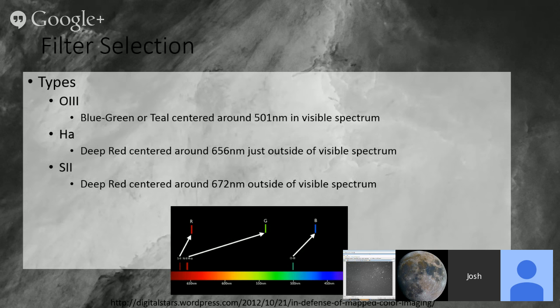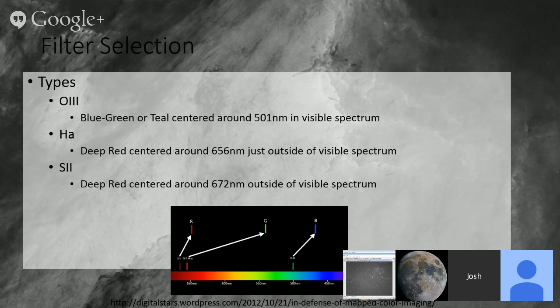So first I'm going to talk a little bit about filter selection, and there's a lot of other kinds of filters other than the three that I'm showing on the screen right now, but the main three that you think of when you're doing narrowband imaging are O3, HA, and S2. The Hubble palette uses those filters, and a lot of the emission nebula typically emit around those emission lines. So O3, or oxygen, is kind of a blue-green teal color, around 501 nanometers in the visible spectrum.